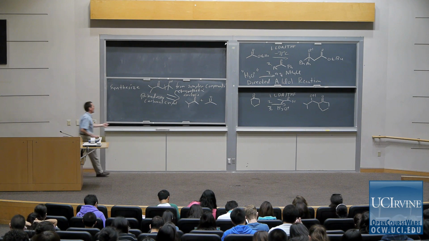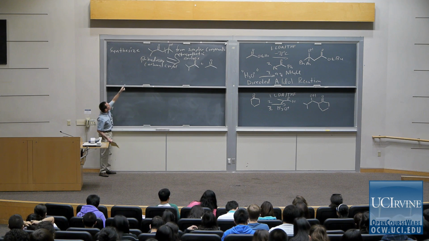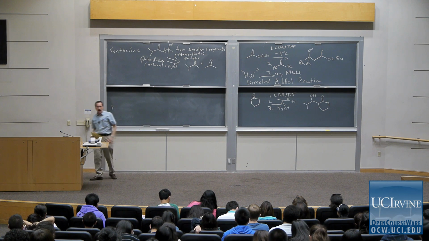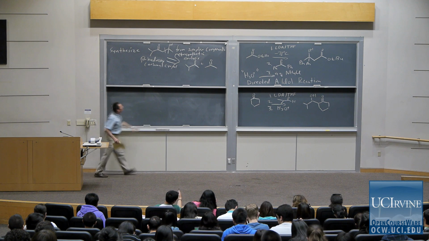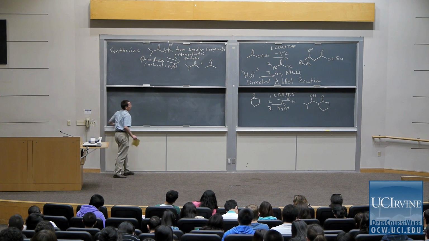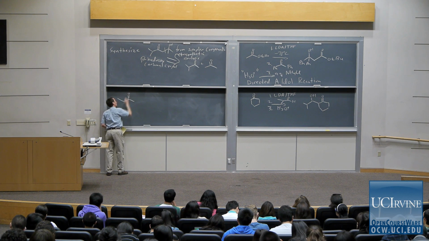Now we just go on and say, all right, what do we need to do? We need to generate the enolate of 3-methyl-2-butanone, and then we need to allow it to react with acetone. It's a directed aldol reaction.